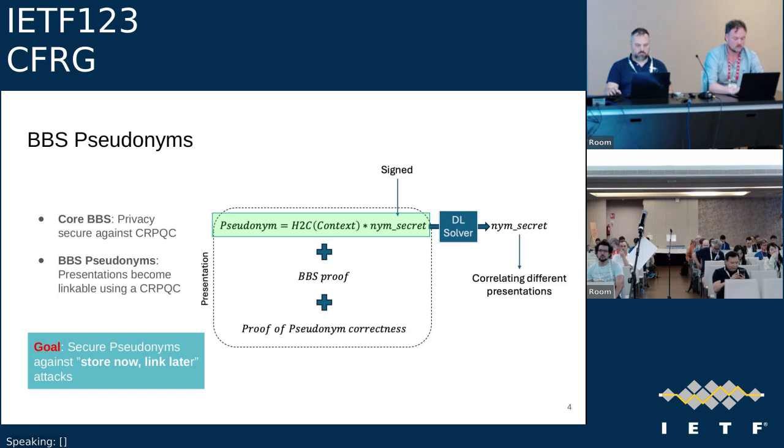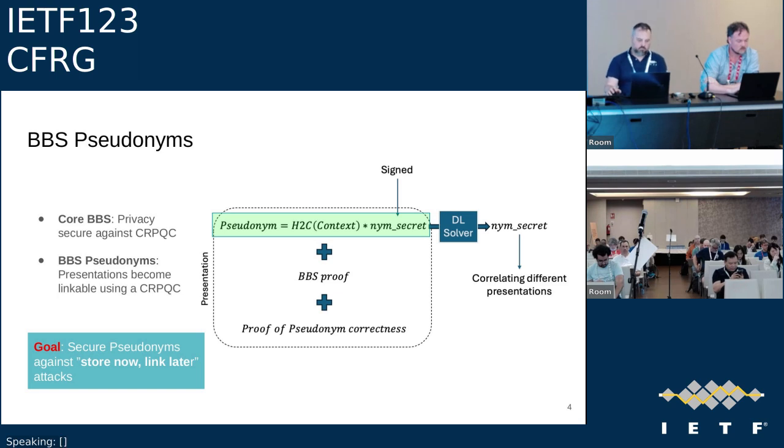To create a presentation, you just calculate the pseudonym, calculate a normal BBS zero knowledge proof, and then also a ZK proof of pseudonym correctness, essentially that the pseudonym is correctly calculated. And this is your presentation with the pseudonym, and this is what we do today.